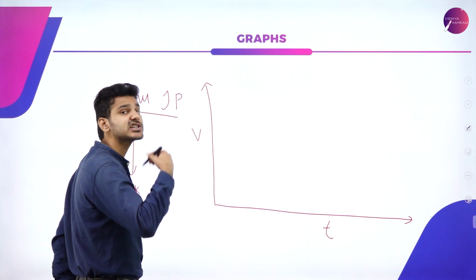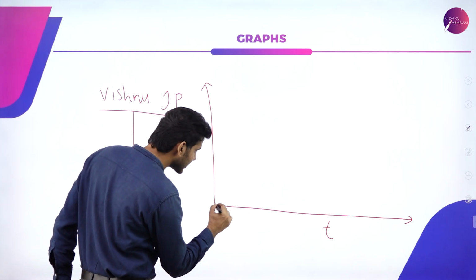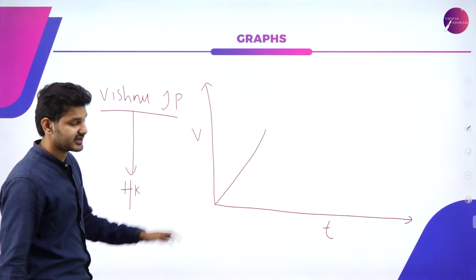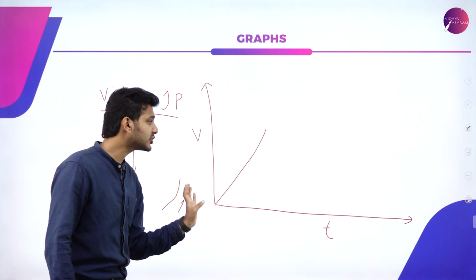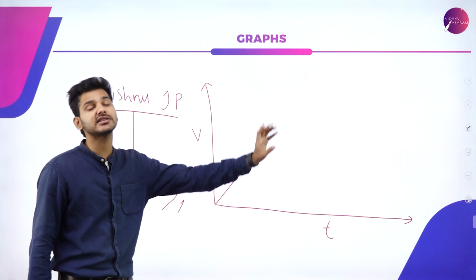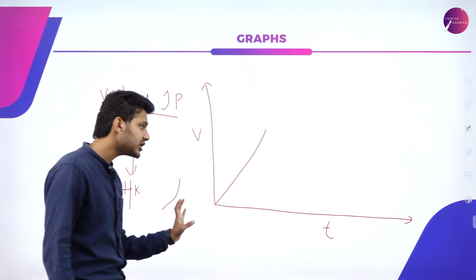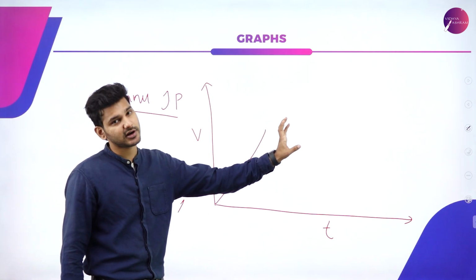So when he started his journey, he started like this. Assume that is a straight line. When he started his journey, he's going with a uniform increase in velocity. That is, his velocity is increasing uniformly.